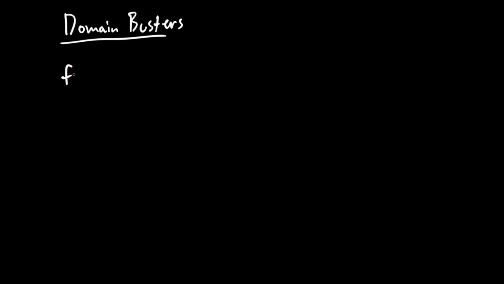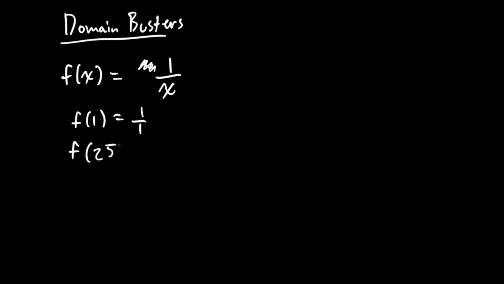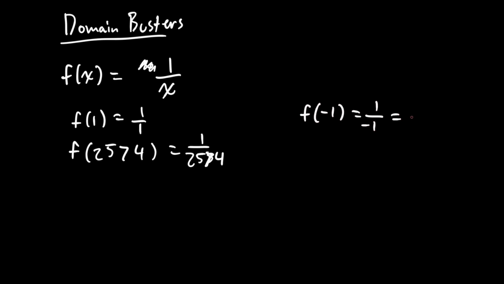For this example, we're going to be talking about division by 0. Let's say we had a function f of x equals 1 divided by x. For this function, again, you can put in a bunch of different numbers as the input. Let's say we have f of 1, and that'll equal 1 over 1, and you can put in f of 2,574, and you'll have 1 over 2,574. You could even put in negative numbers, so we could have negative 1, and this would be 1 over negative 1, which is just negative 1.